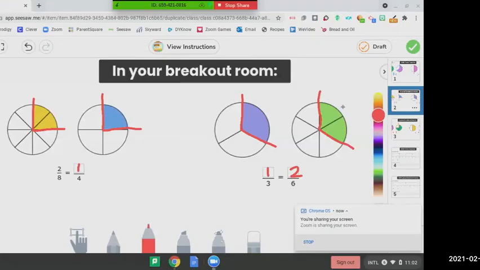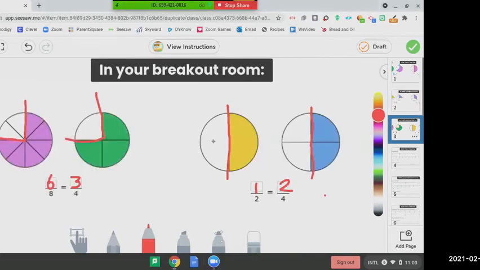Alrighty, here is what you should have found. On slide 2, you should have found that 2/8 is equivalent to 1/4. If you trace those edges, you can see that that rounded triangular piece is the same size. For 1/3, you should have found that it is equivalent to 2/6. Again, we've got that dramatic less than symbol with the wide open mouth there, and it's the same size piece inside.